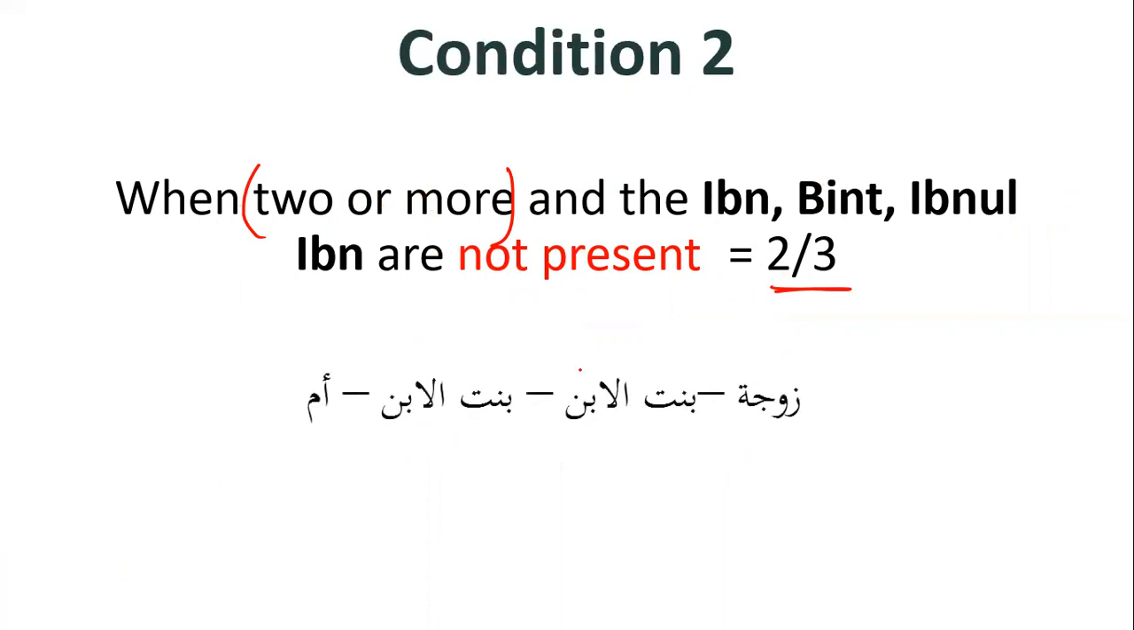So, over here in the example, first of all, we know that Zawja will get 1/8. We can see that there are 2 Bintul Ibn. Is the Ibn anywhere to be seen? No. Is the Bint anywhere to be seen? No. Is the Ibn al-Ibn anywhere to be seen? No. Therefore, we'll draw a line underneath both Bintul Ibns and we will write 2/3 over here.